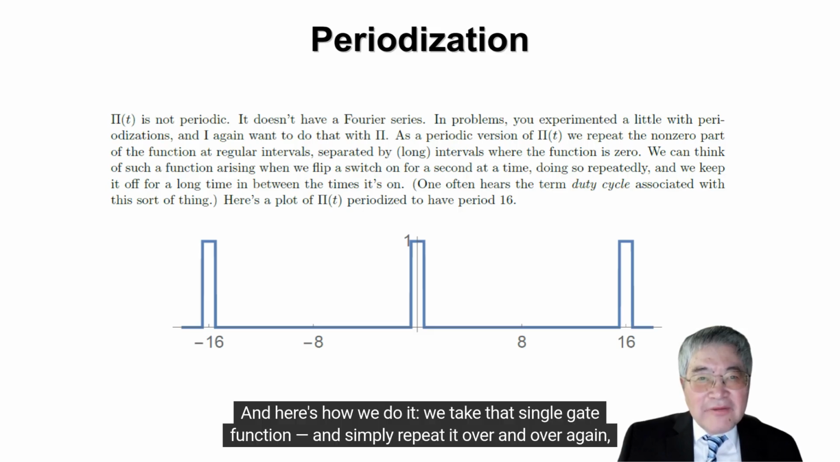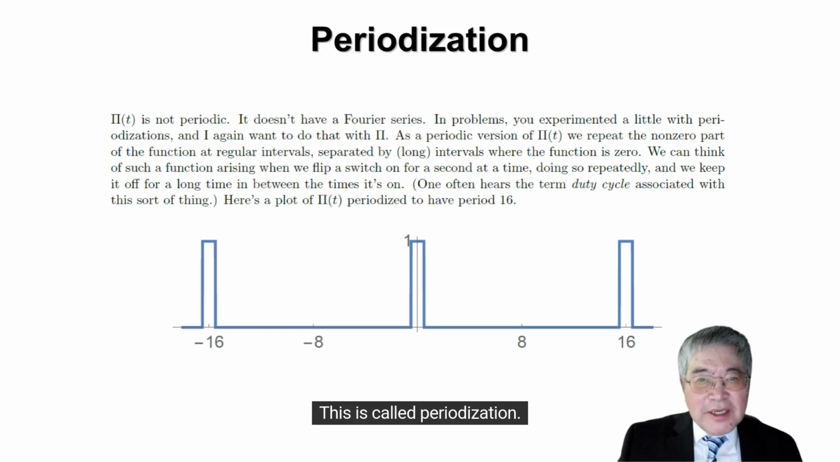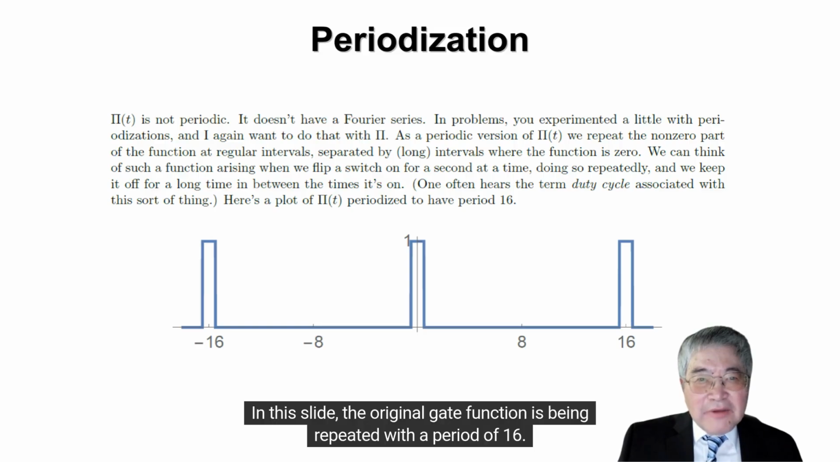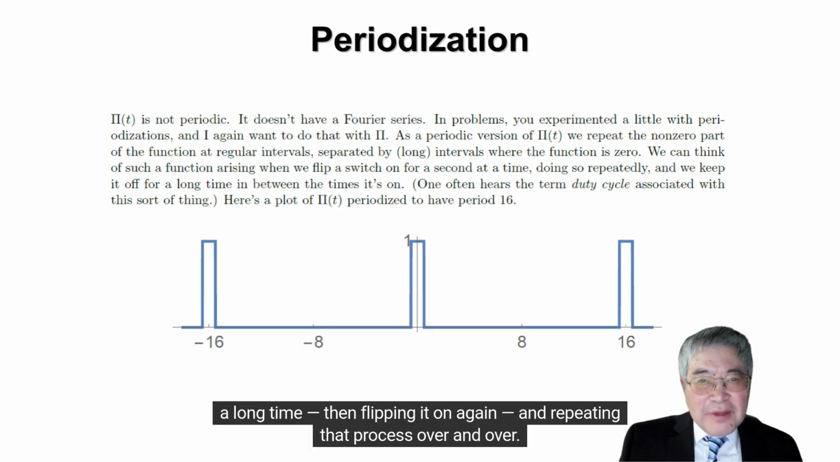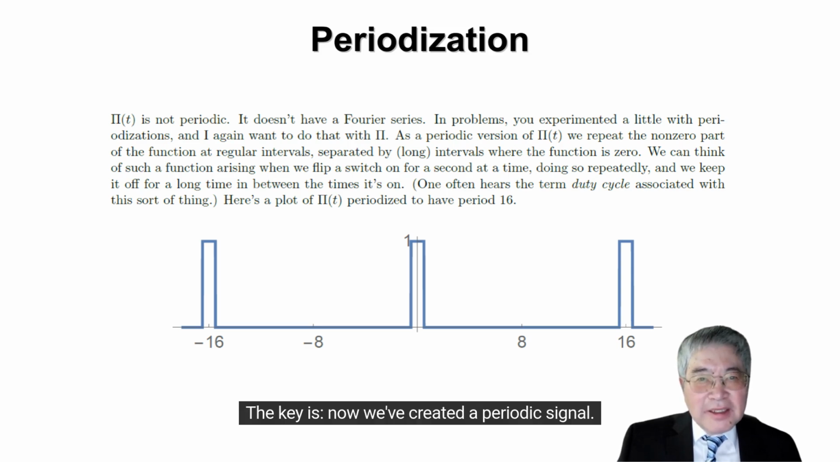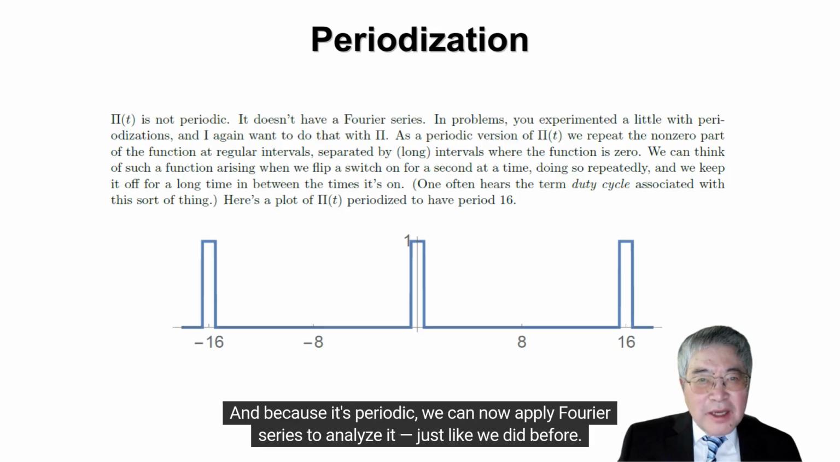We take that single gate function and simply repeat it over and over again at regular intervals. This is called periodization. In this slide, the original gate function is being repeated with a period of 16. So now you've got a train of rectangular pulses equally spaced along the time axis. Visually, you can think of it like flipping a light switch on for a second and then leaving it off for a long time, then flipping it on again and repeating that process over and over. The key is, now we've created a periodic signal. And because it's periodic, we can now apply Fourier series to analyze it, just like we did before.